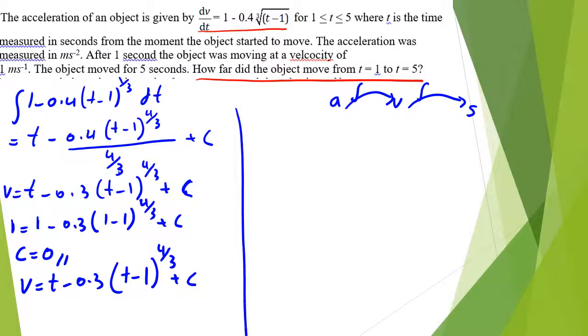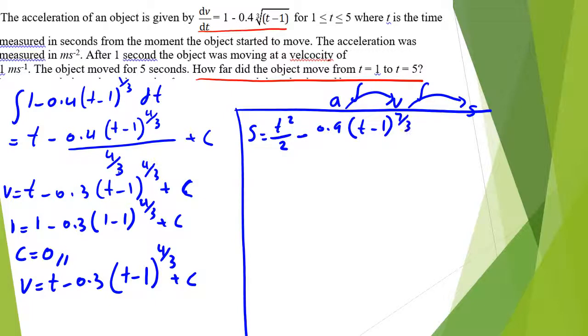So now we'll have to integrate again to get the distance formula. So integrating that will give me t squared over 2 minus 0.9, open bracket, t minus 1 over 7 over 3. Because I divide by 7 over 3, so you flip it around, it becomes 0.9.